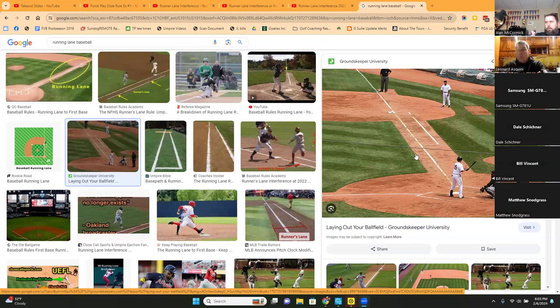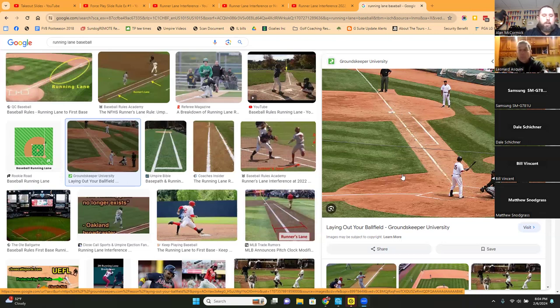So the running lane rule, right? The requirements are when a runner's running towards first and a throw is going to happen behind him from the home plate area, the last 45 feet running to first base, he must run between, you can see on the screen, the foul line and 3 feet to the right where the other line on the running lane is. So from halfway down the line, he's required to be in that lane until he gets to first base.